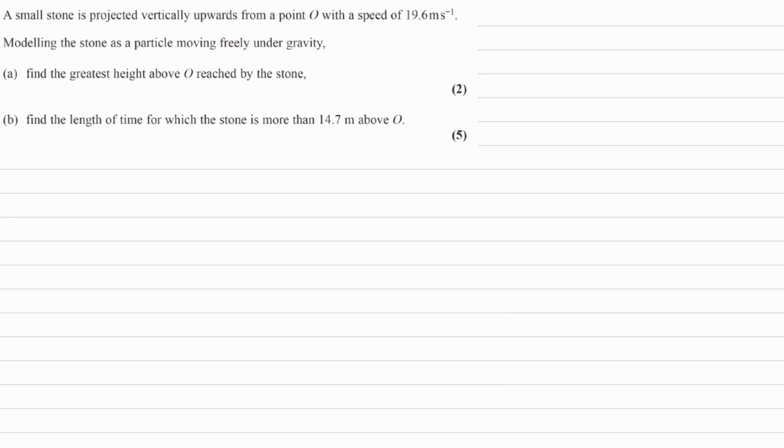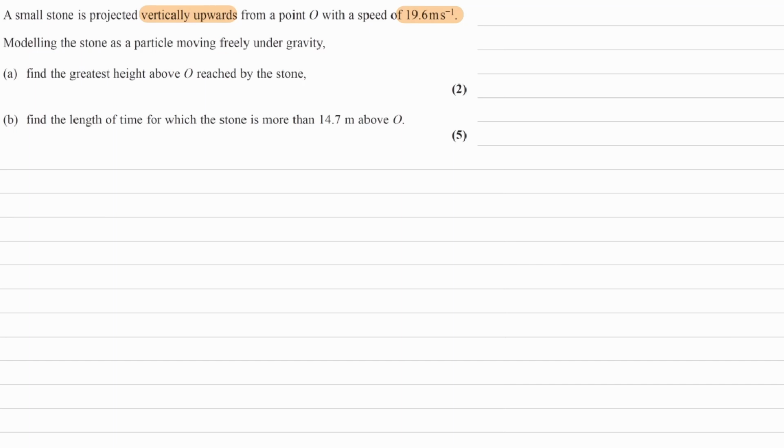For this constant acceleration question, the first bit's not too bad. The second part, part B, is where it starts to get a bit difficult. So we are told that a stone is projected vertically upwards from point O with a speed of 19.6 meters per second. We're modeling the stone as a particle.